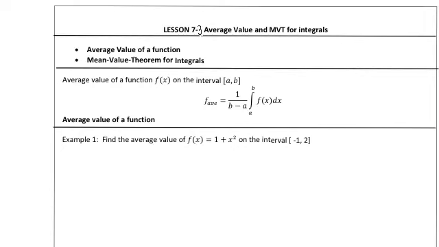Hi everyone, this is a lesson on average value and mean value theorem for integrals. So the average value of a function on the interval a, b is given by this formula, 1 over b minus a, the integral from a to b of f of x dx.